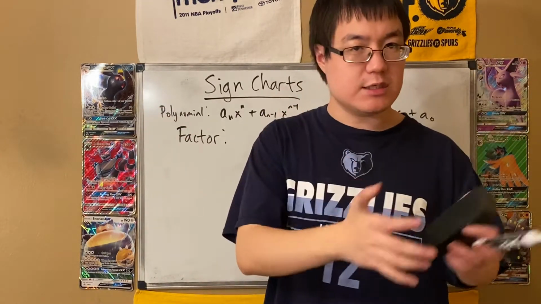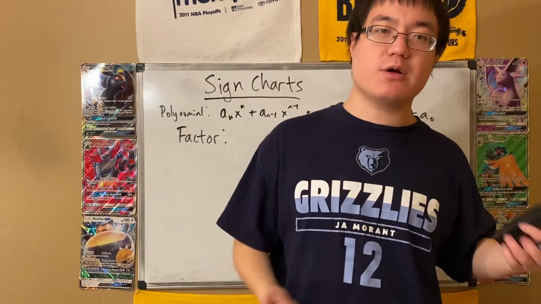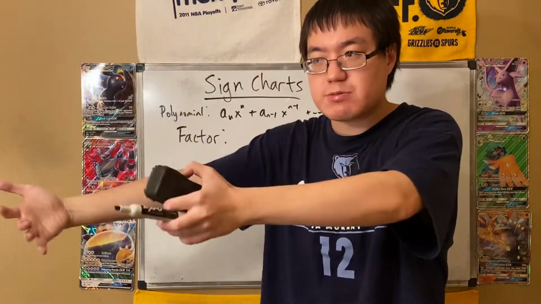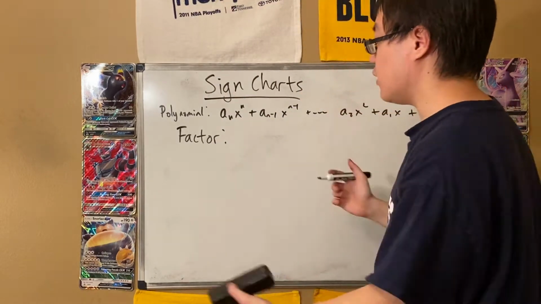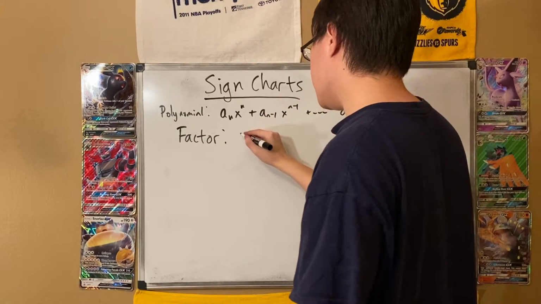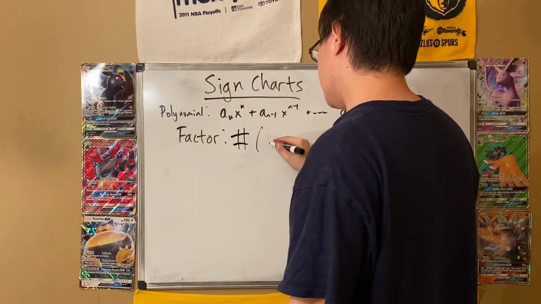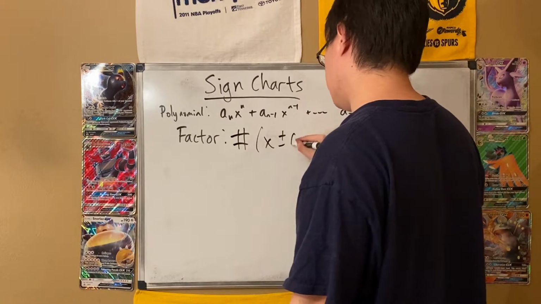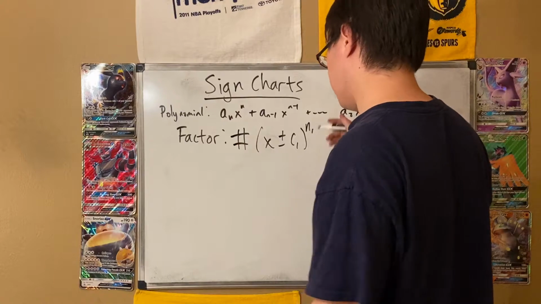And I don't like pluses or minuses separating them because I'm not going to be able to draw the sign chart. I need it x plus or minus something, x plus or minus something, x plus or minus something. So always when I factor, I'm going to have some number in the front, and then I'm going to have x plus or minus some zero.